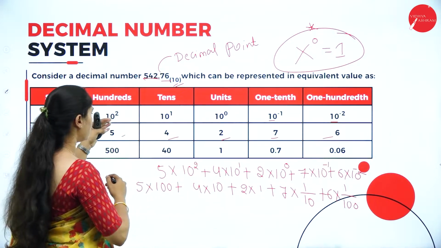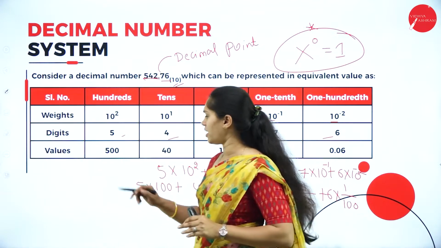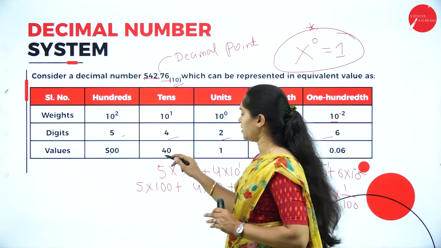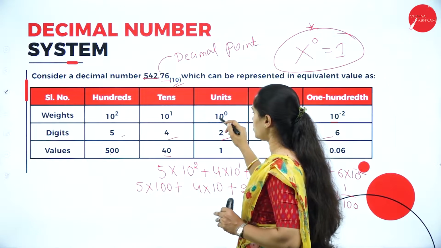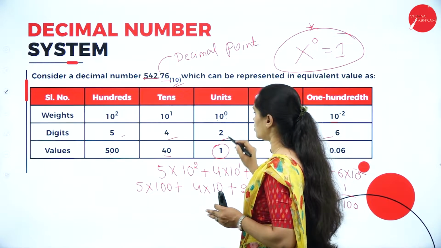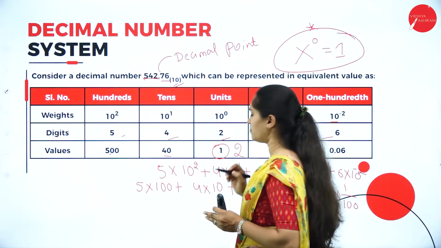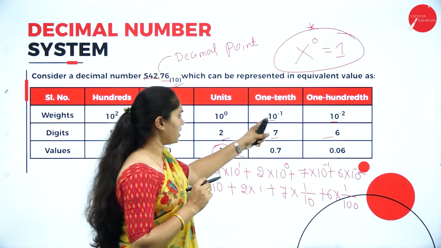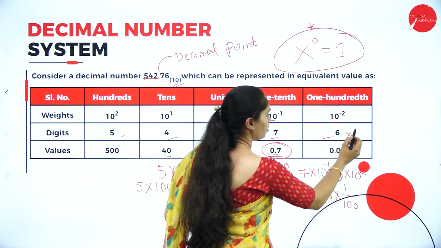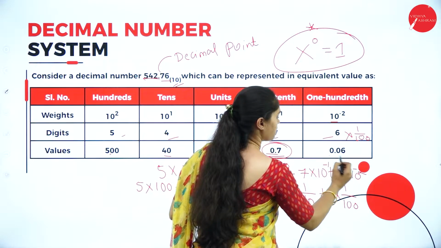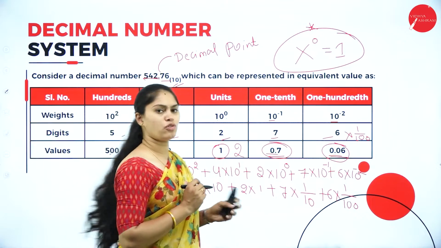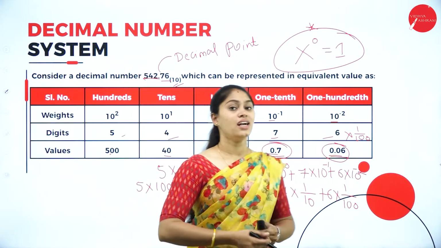So if I find out this 10 power 2, that is 10 into 10, 100. That is 5 into 100, which will be 500. Then 4 into 10 will be 40. And here 2 into any number to the power 0, the value is 1. So we are going to get 2 into 1 as 2 here. Then 10 power minus 1, so 7 into 1 by 10 will give you 0.7, and 6 into 1 by 100 will give us 0.06. If I add all these, it will give us 542.76. This is regarding the decimal number system.